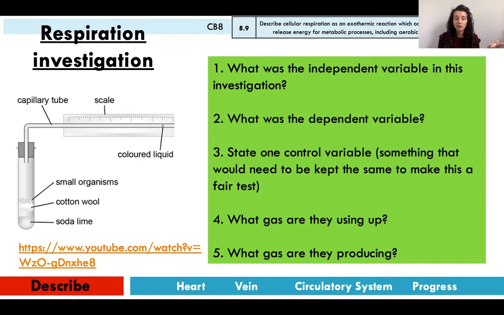What gas are the wood lice using up? They are using up oxygen for respiration. And which gas are they producing? They're producing carbon dioxide, which is the waste product of respiration. However, that carbon dioxide is being absorbed by the soda lime here. That's the purpose of the soda lime. Okay, well done.